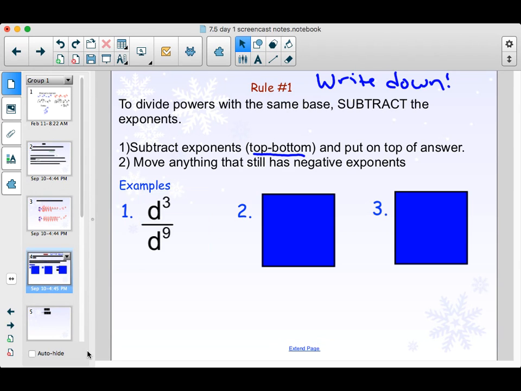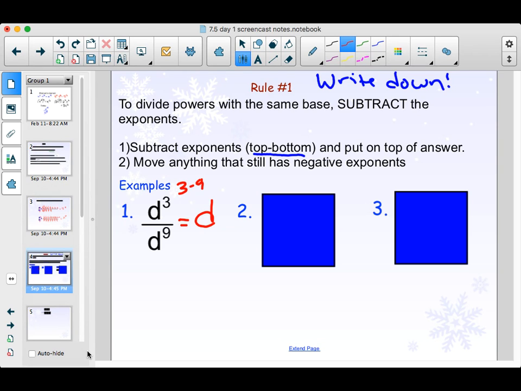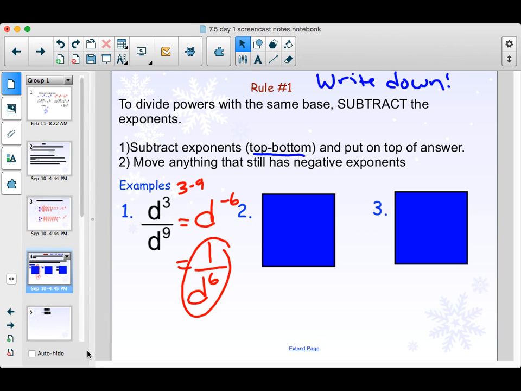So this is where the top minus the bottom idea comes in. They have the same base. I'm going to subtract top minus bottom. That gives me negative 6. So right now I get d to the negative 6, but you guys know that means that goes to the bottom. So that would be your final answer.